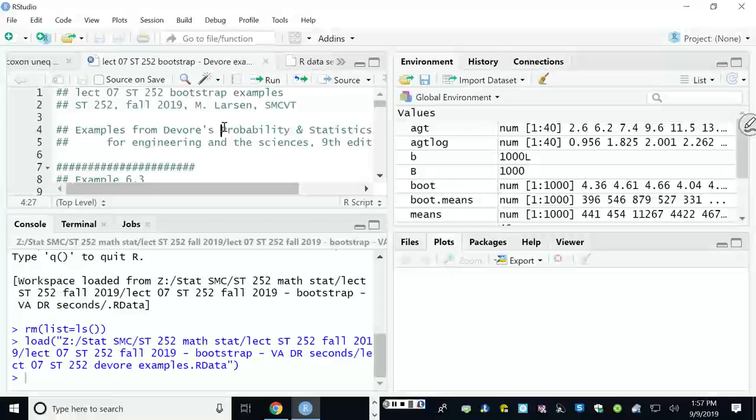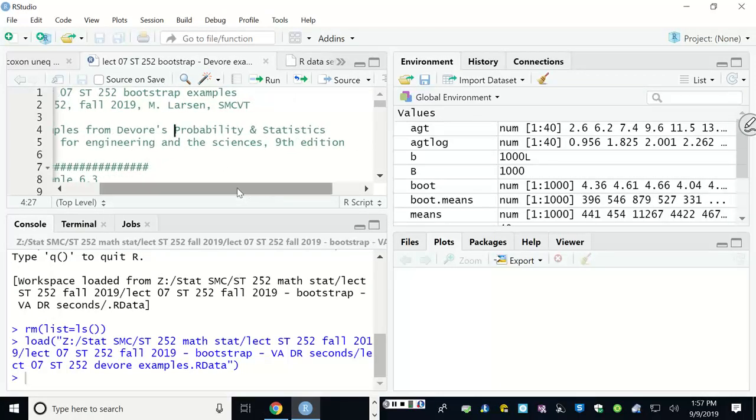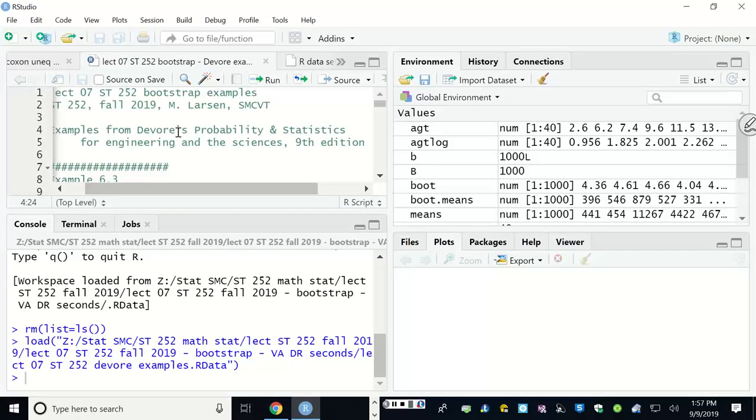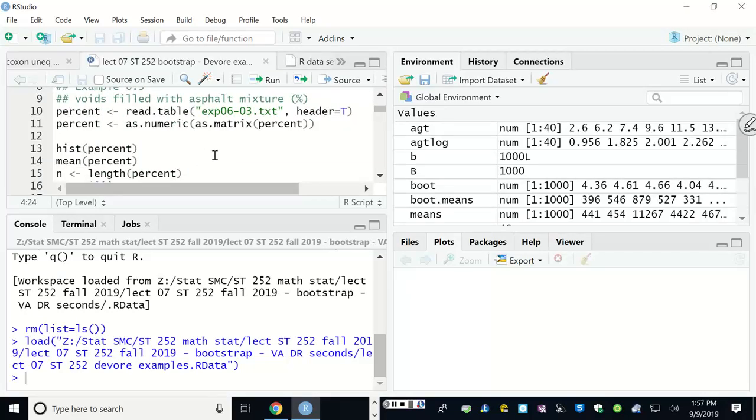Does everybody have a copy of the handout? So I took some examples from J. DeVore's book. DeVore's at Cal Poly, San Luis Obispo. They actually have a fairly large undergraduate statistics department there and have for years. They did a book on probability and statistics for engineers and scientists that we used for Statistics 220 last year.